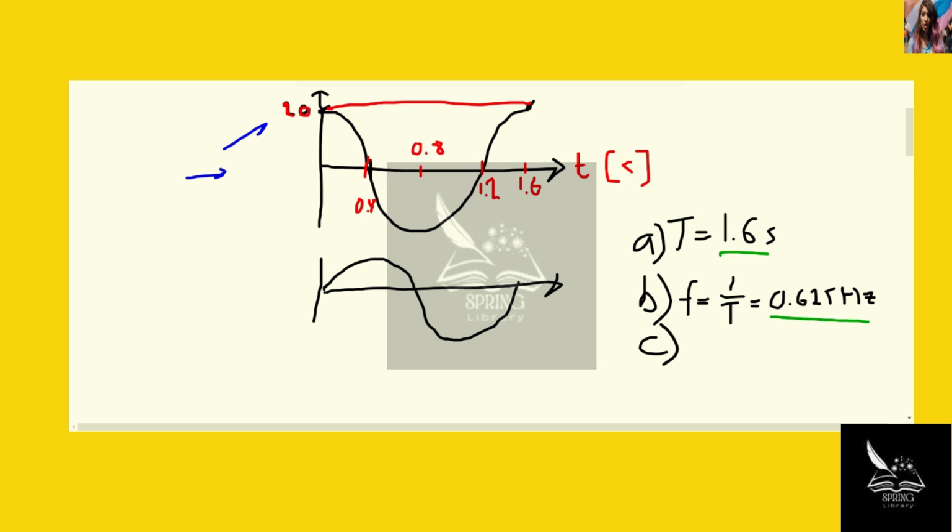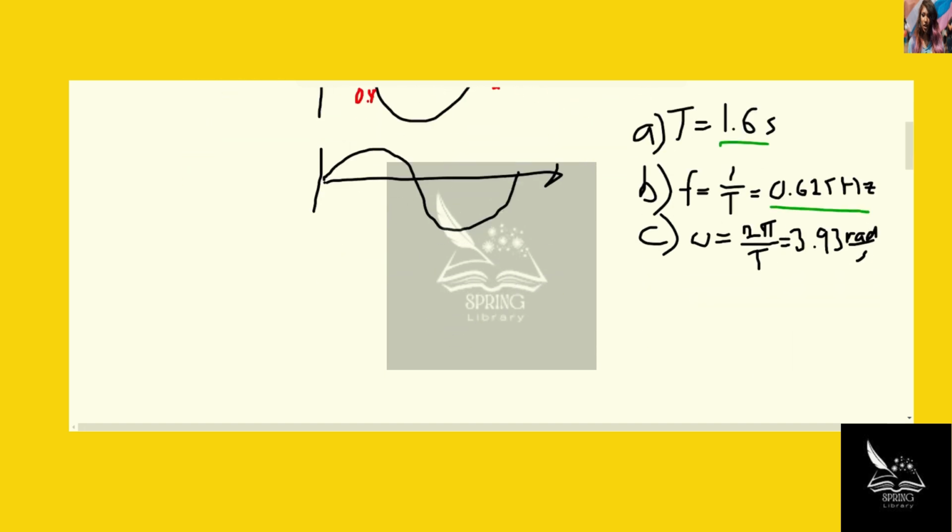C, we're asked what is the angular velocity, omega. And we saw before that we could write it as the square root of k over m, but we're not going to do that. We're going to use a much simpler equation, and that's 2 pi over T, because the angular frequency is also the time it takes to do 2 pi radians, which is one oscillation. And if we calculate this, it's 3.93 radians per second.